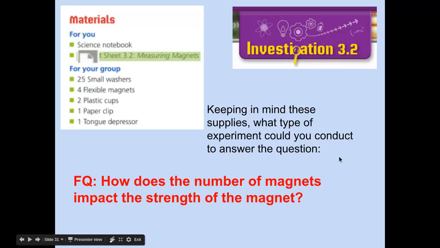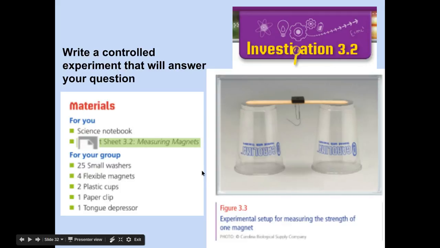Looking ahead to Investigation 3.2, keep in mind the supplies you have and what type of experiment you can conduct to answer the question, how does the number of magnets impact the strength of the magnetism or the magnetic pole? So the number of magnets impacts the strength of that magnet, and we're going to write a controlled experiment with that question in mind. Keep in mind we have our cups, a tongue dispenser, 4 magnets, and a paper clip on which you can hang the washers.